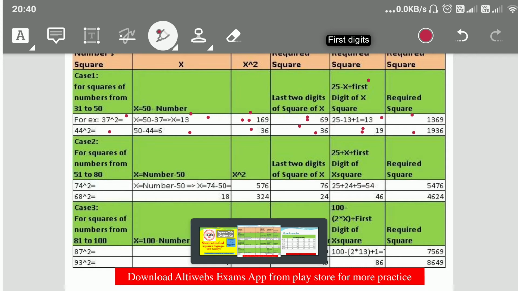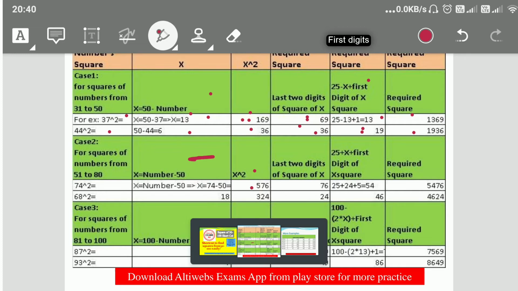In case 2, if the number is more than 50, so it is 51 to 80, we again find x, but here x is number minus 50. Instead of 50 minus number, now we are using number minus 50. So here the number is 74. 74 minus 50 is nothing but 24. I'm sorry, 24. And what is the square of 24? 576. So I found the square 576.